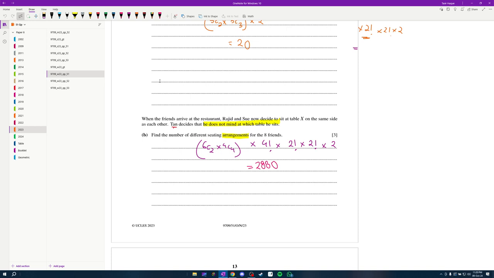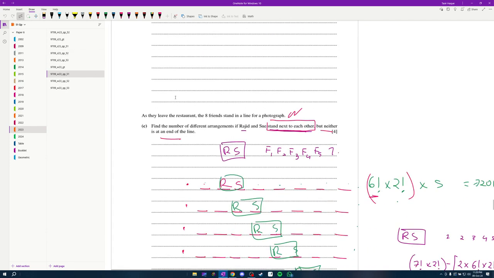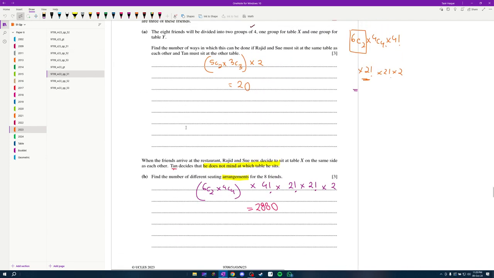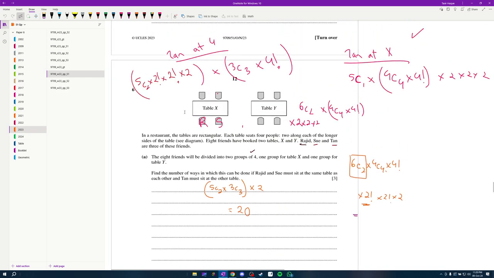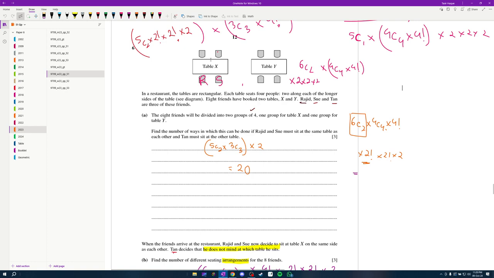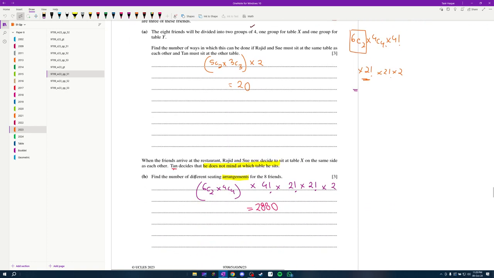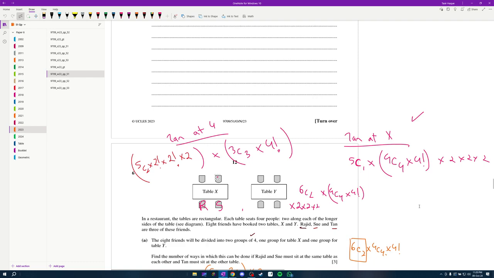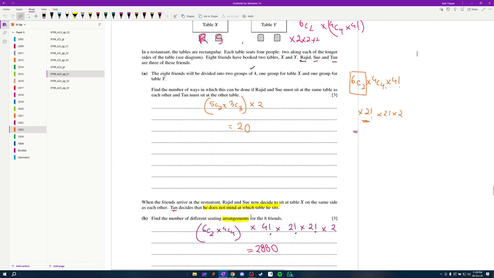So this is a bit complicated. Let's try to break this down. Okay, this is a bit hard. Come on. So Rajid and Sue, suppose I make them sit on this side of the table, okay? Table X, this side, same side. So we have 6 remaining friends and 6 seats. So 6C2, I make 2 people sit here, and then 4C4, I make the other 4 sit on the other table. Because Tan doesn't mind. Tan's being the good guy, okay? Everyone be like Tan. Don't be like Rajid and Sue, okay?